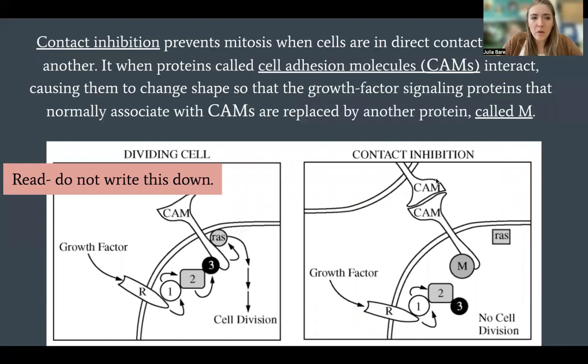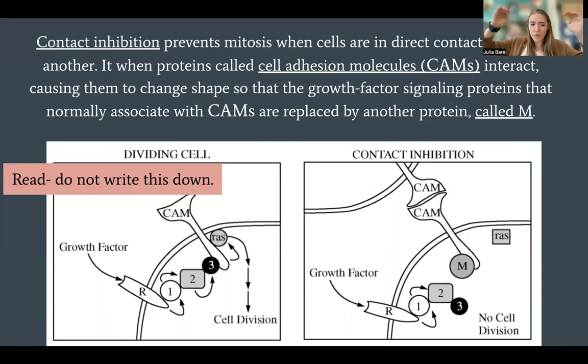Now we're going to talk about contact inhibition. So contact inhibition prevents mitosis when the cells are in direct contact with one another. So a cell basically reaches out to the cells around it. It's feeling around blind, and it has to use its receptors sort of like a walking stick to say, oh, there's another cell next to me. I'm going to stop dividing because we have reached our threshold. We have reached the amount of cells that we need, and we don't need any more.